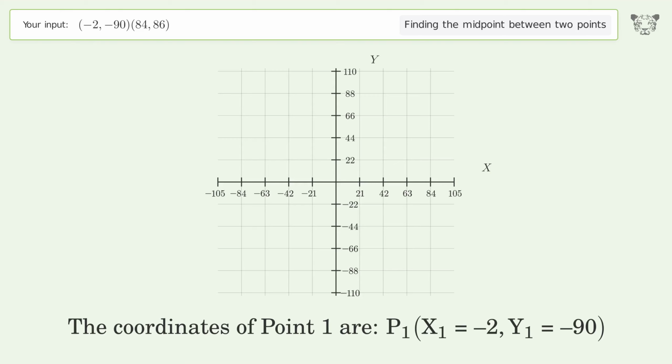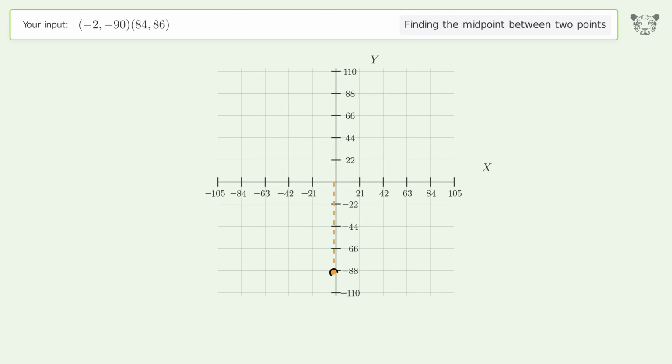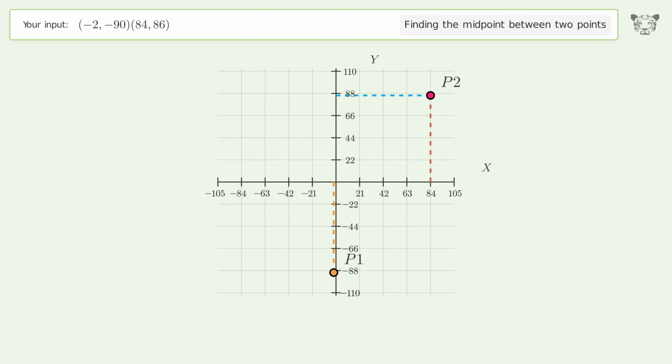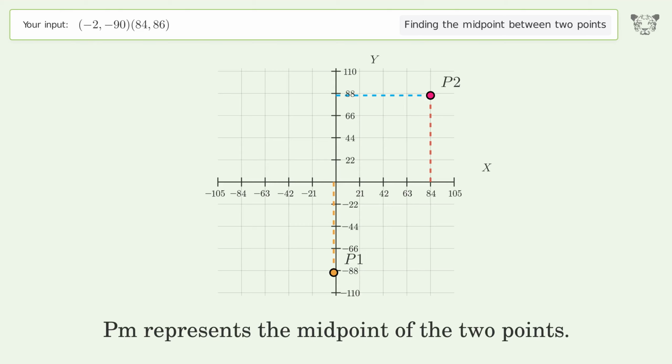The coordinates of point 1 are, x1 equals -2, y1 equals -90. The coordinates of point 2 are, x2 equals 84, y2 equals 86. PM represents the midpoint of the 2 points.